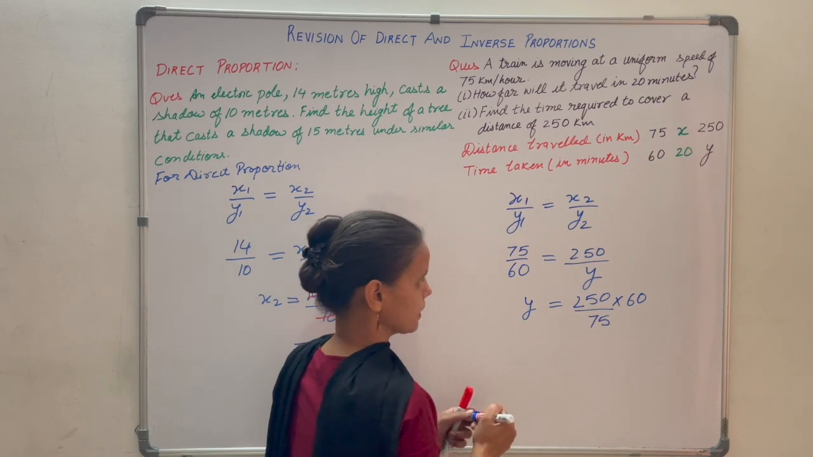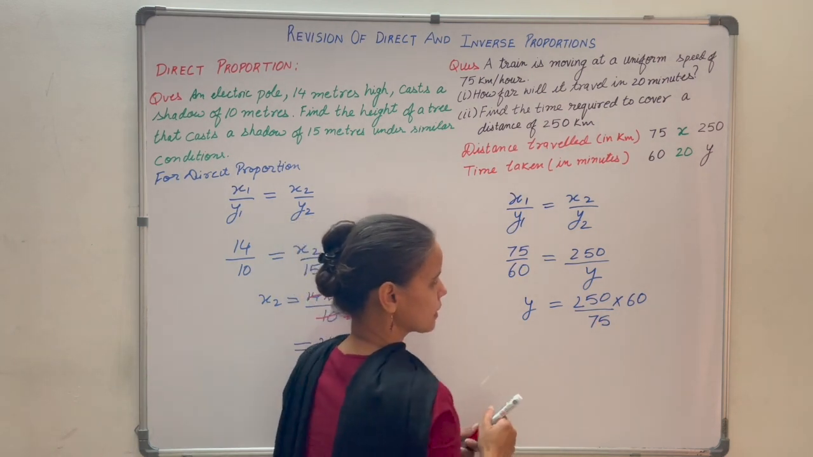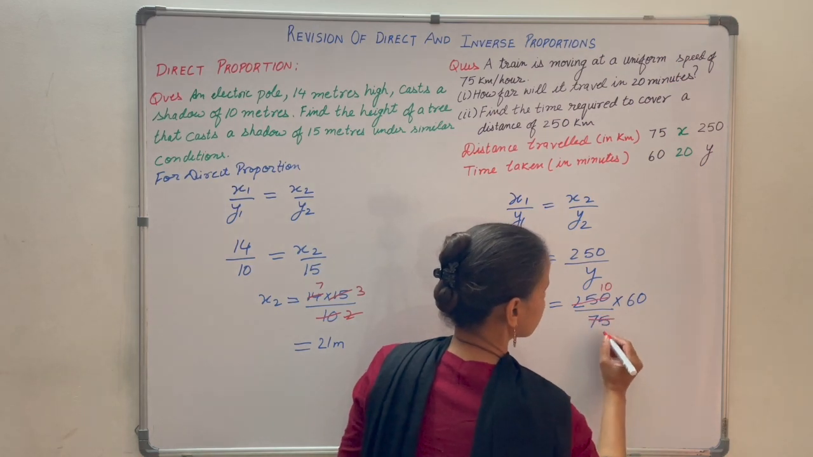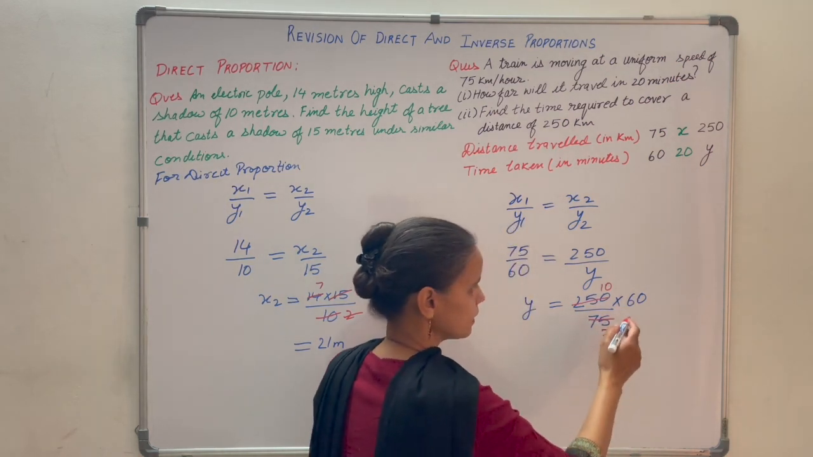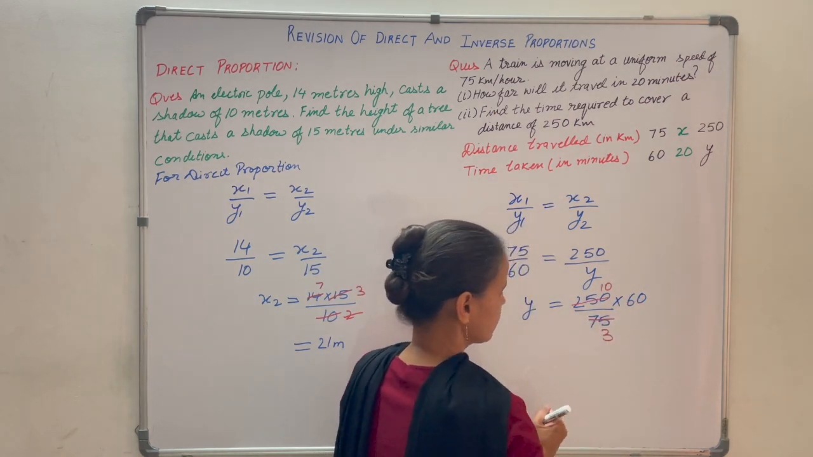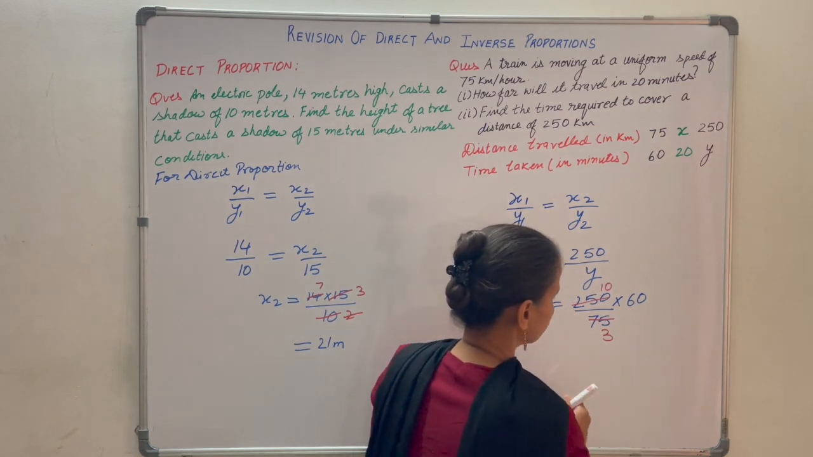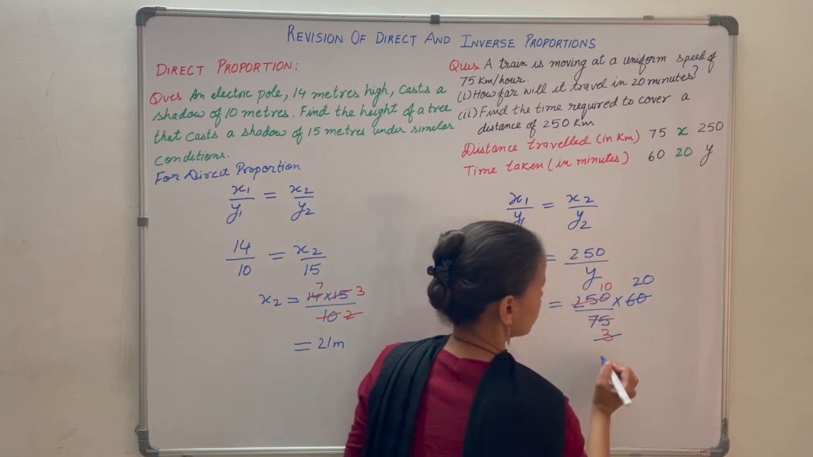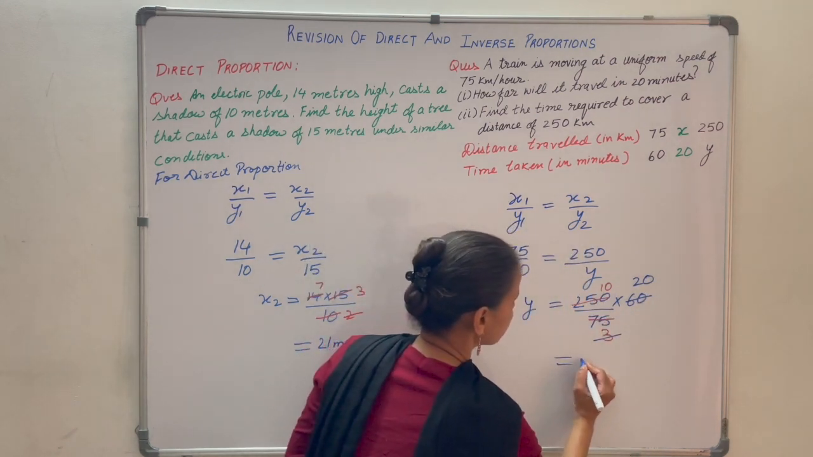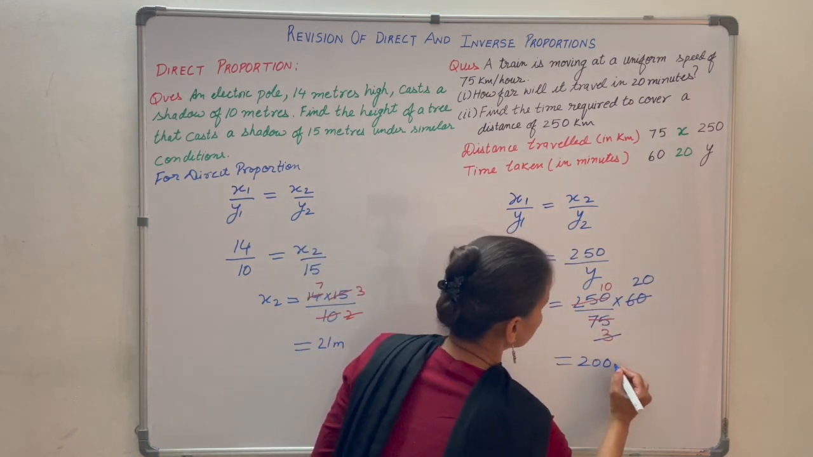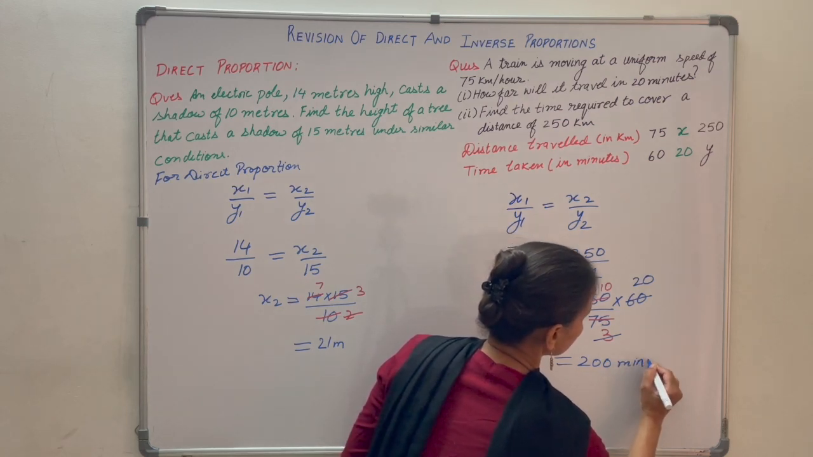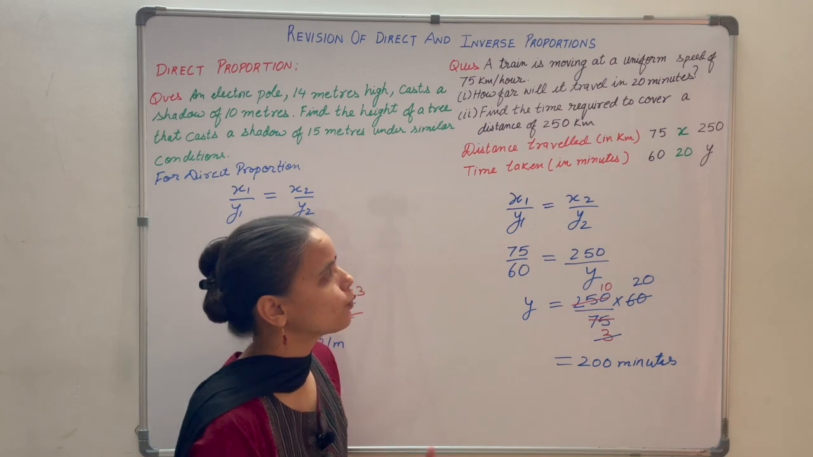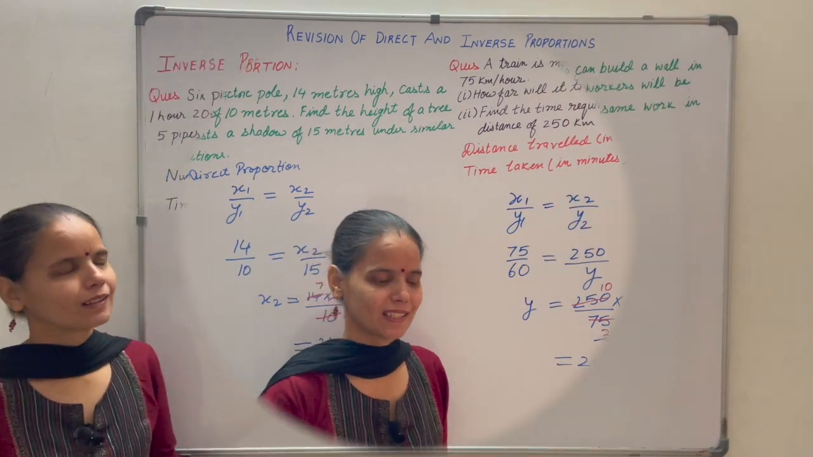So we can now cancel it. Let us cancel this with 25. So you get here 10 and you get here 3. We can cancel 3 and 60. So what will you get here? You will get 3 ones are 3 and here you will get 20. So you get 200 minutes is the time taken to travel 250 kilometers.